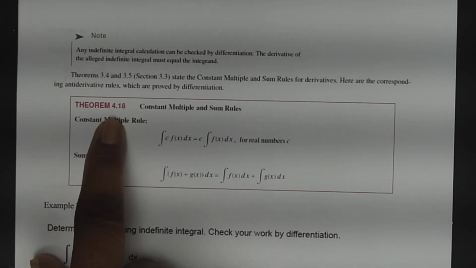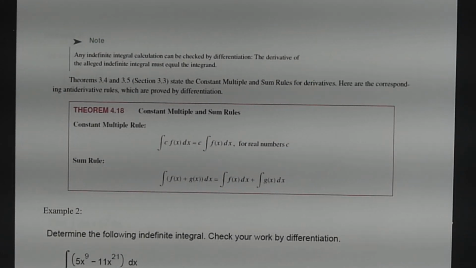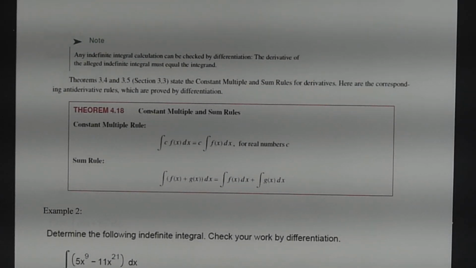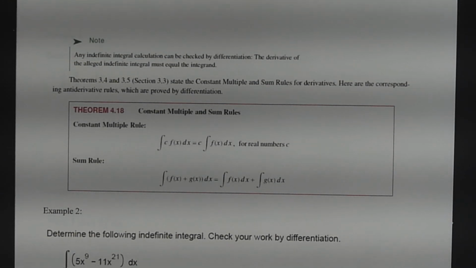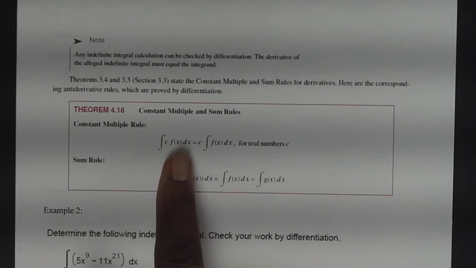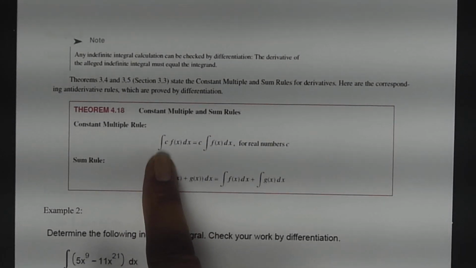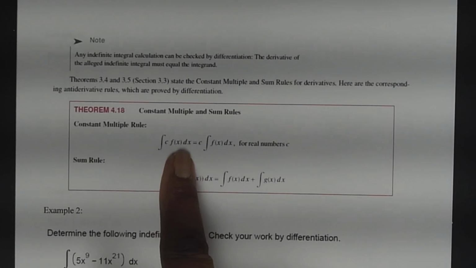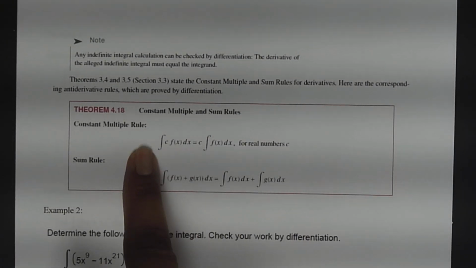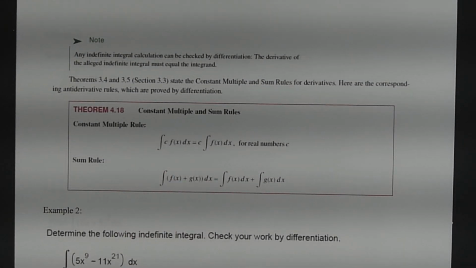Now, this next theorem talks about the constant multiple and sum rules. We have that for derivatives as well that we talked about back in chapter 3. So we have that with differentiation and with integration as well. The constant multiple rule states this: if you have the integral of c times f of x dx, and c is a real number, you can pull that constant out in front of the integral sign and write that as c times the integral of f of x dx.